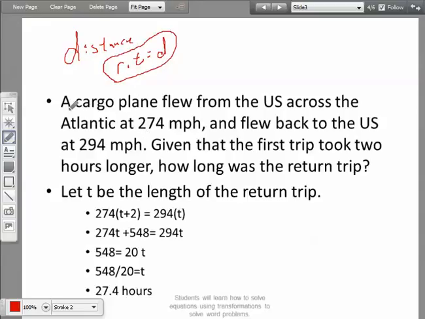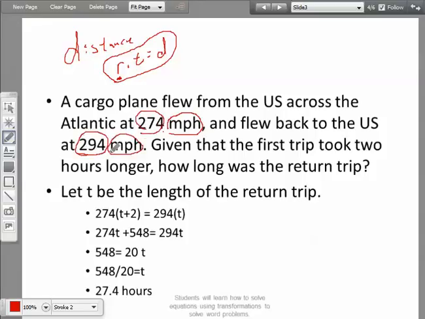Now, the problem says a cargo plane flew from the U.S. across the Atlantic at 274 miles per hour. How did I know I'd be using this formula? See how that says miles per hour? That's a rate. And they said they flew back to the U.S. at 294 miles per hour. I'm going to circle both of those.